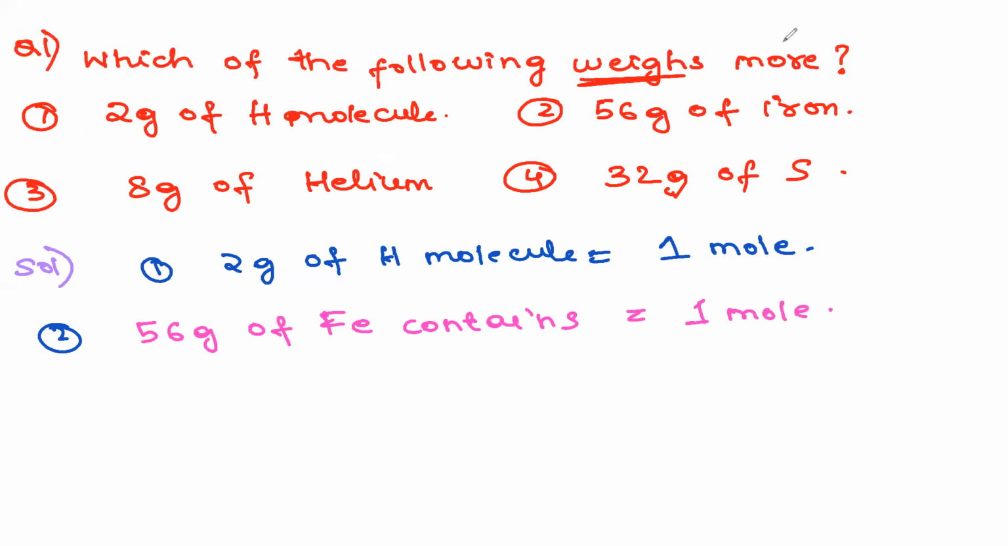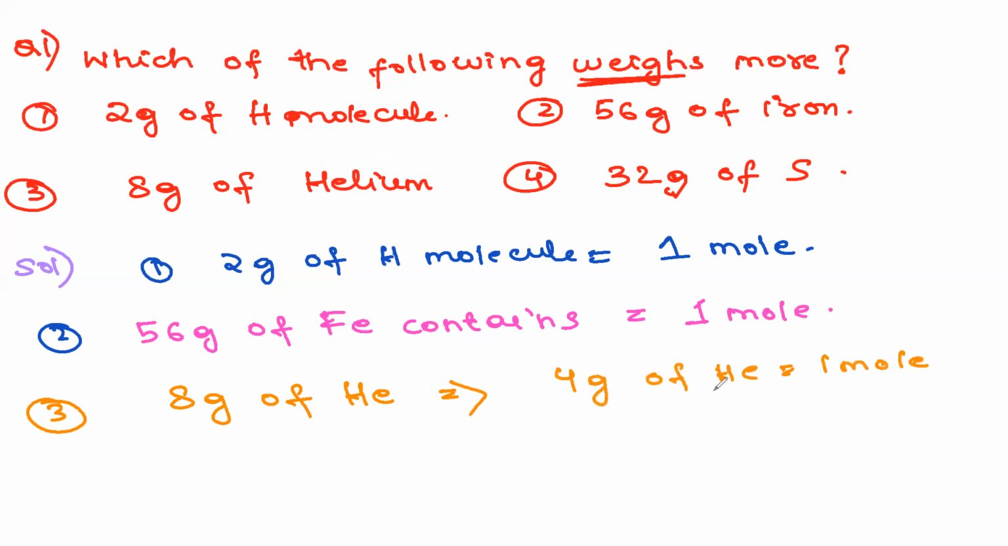Next, the third one. We have to convert the given weights into moles. Third option, 8 grams of helium. You know helium is monoatomic. So 4 grams of helium is 1 mole, because the atomic weight of helium is 4. So 8 grams is equal to 2 moles. So for the third option, the number of moles is 2.